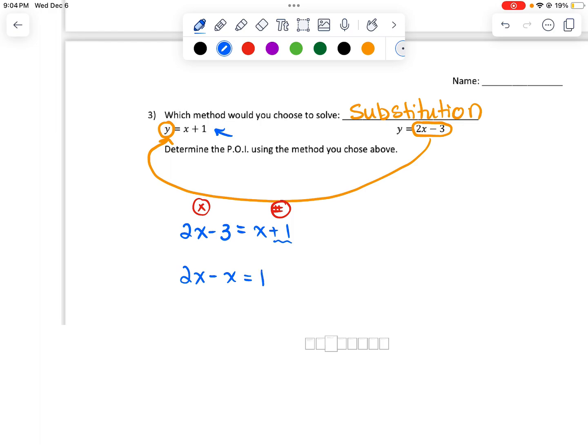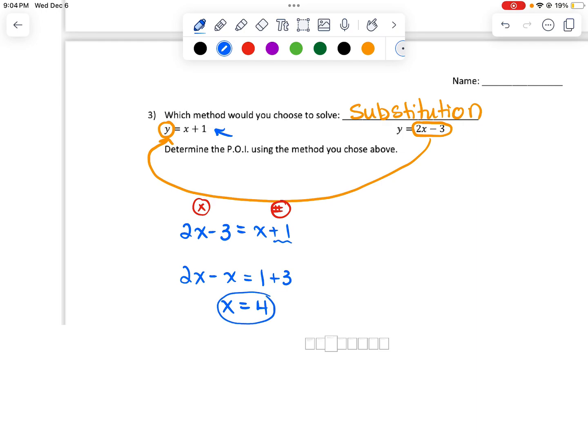I already have a 1 over here. I'm just adding 3 to both sides so I can get rid of the negative 3 from the left side. Okay, so I just moved my stuff around. Now 2x minus x would just be x, and 1 plus 3 will be 4. So I know that x is equal to 4.